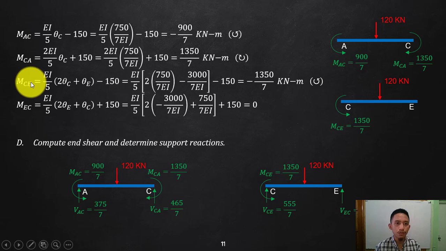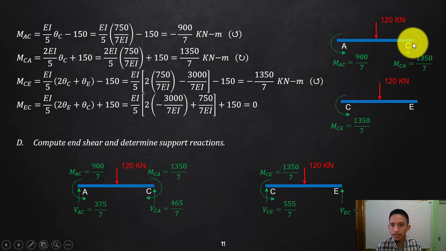And then go to your CE, or member CE. This is your moment at point C. Substitute theta C, theta E. Theta E is negative. Okay. And you will end up here with negative 1350 over 7. This is your way of checking here, guys. Okay, negative is counterclockwise. If I go back to my original structure, AC and CE are actually connected. That's why this is C and that is C.